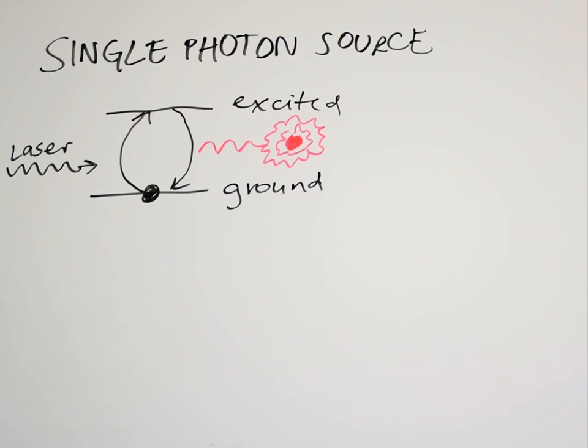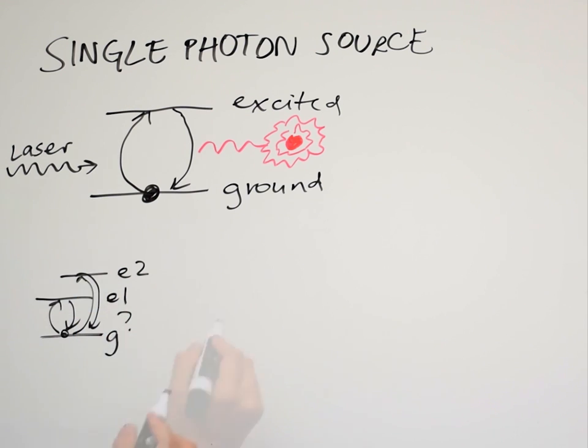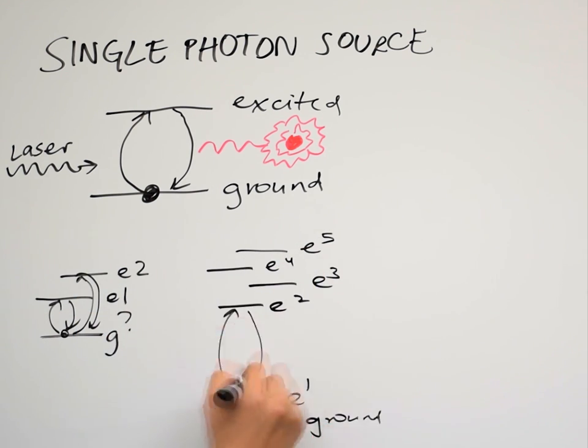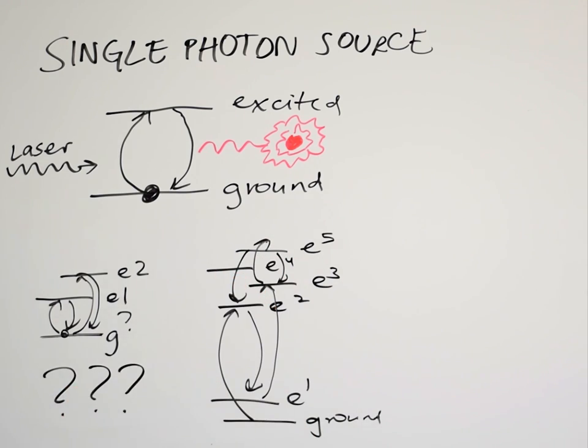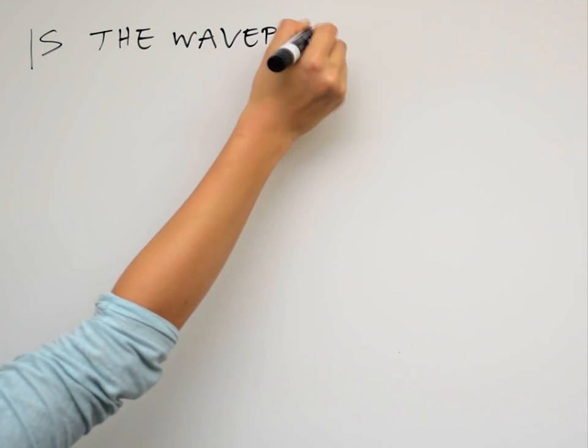But what about more complicated systems? Do they also emit single photons? How are their photons different? Is one more useful than the other in a given application? Here, in our research work, we studied how to characterize emission of an arbitrary system.